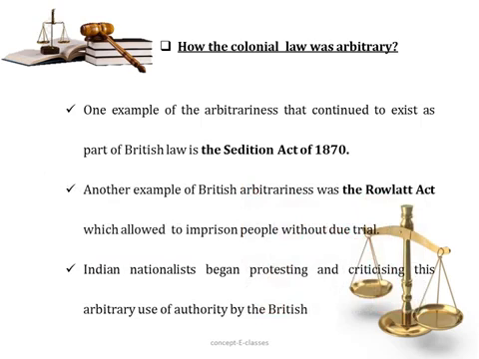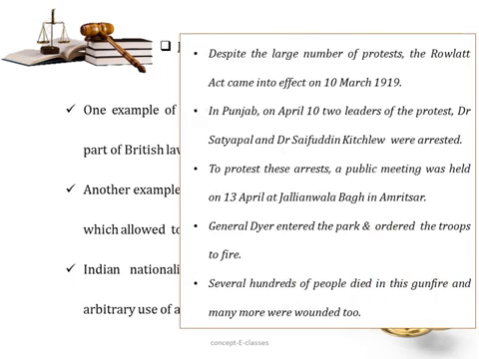Another example of British arbitrariness was the Rowlatt Act, and this act was also the same. They could imprison any people without any trial. Many nationalists like Mahatma Gandhi strongly opposed this Rowlatt Act. But despite the large number of protests, the Rowlatt Act came into effect on 10th March 1919, and many people started protesting from many areas.